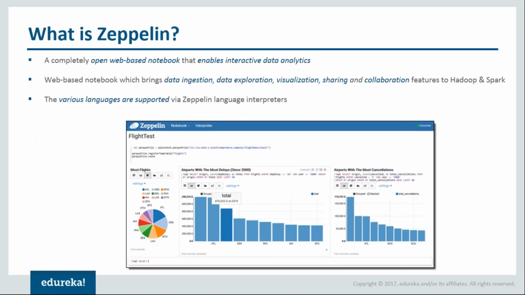So this is a web-based notebook which brings in data ingestion, data exploration, visualization, sharing, and collaboration features to Hadoop and Spark. Remember when I showed you my Zeppelin notebook, we have written the code there, we have even run SQL code there, and we have made visualizations by executing code there. So this is how interactive Zeppelin is, and it supports many interpreters. It is a very powerful visualization tool that goes on very well with Linux systems, and it supports a lot of language interpreters, such as R, Python, and many others.